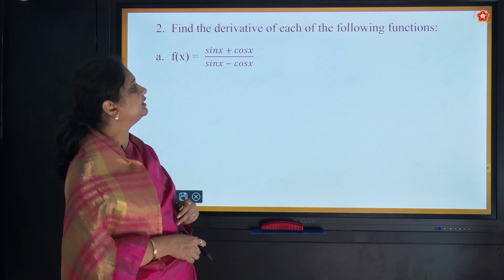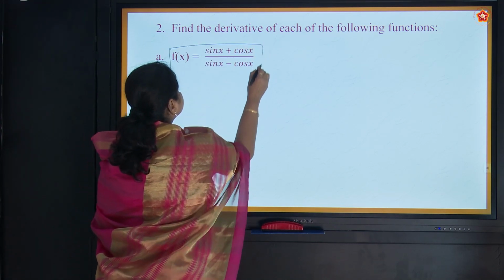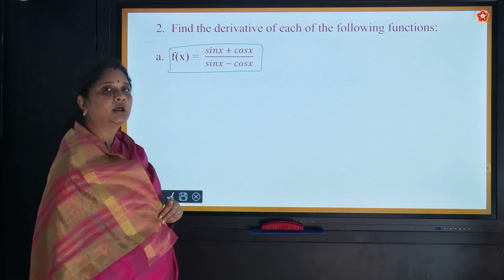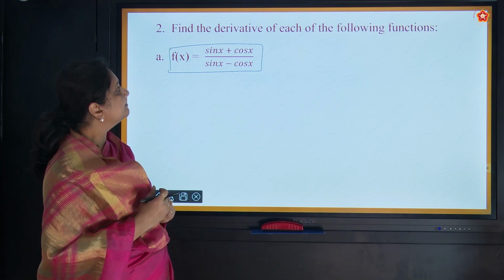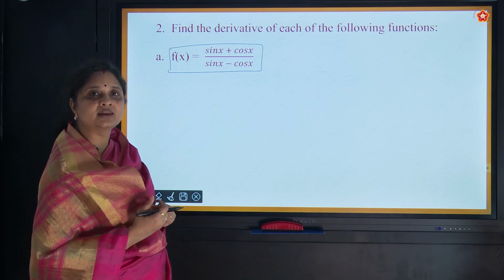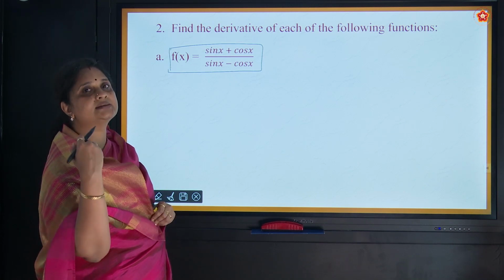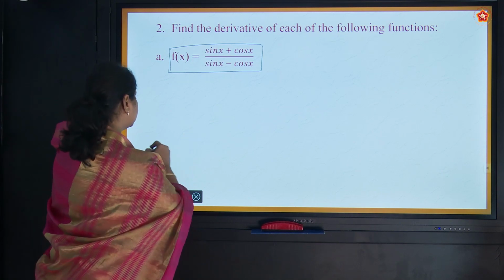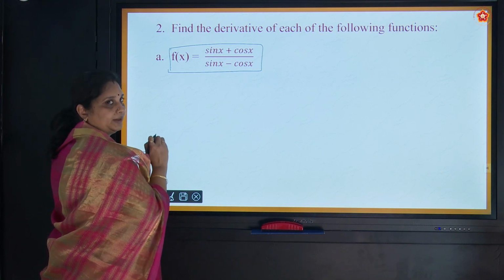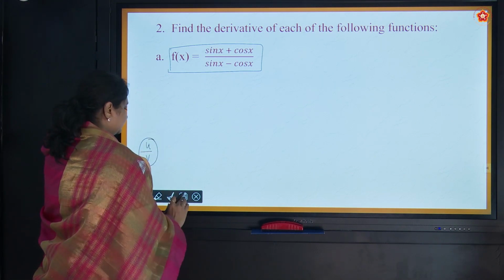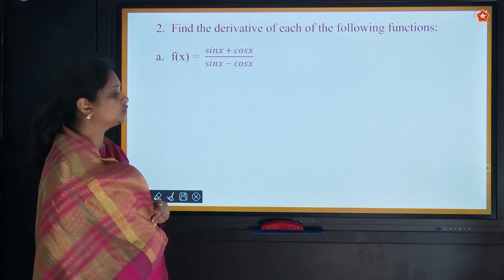Find the derivative of each of the following functions, wherein this is the function that is given to us. As soon as I look at the function, it has trigonometric functions in it, but it has a numerator and a denominator. It's a fraction. Whenever there is a function in the numerator and in the denominator, we very well know that we have to use u by v, sorry, that is the quotient rule. How do we do that? We need to use the quotient rule here.